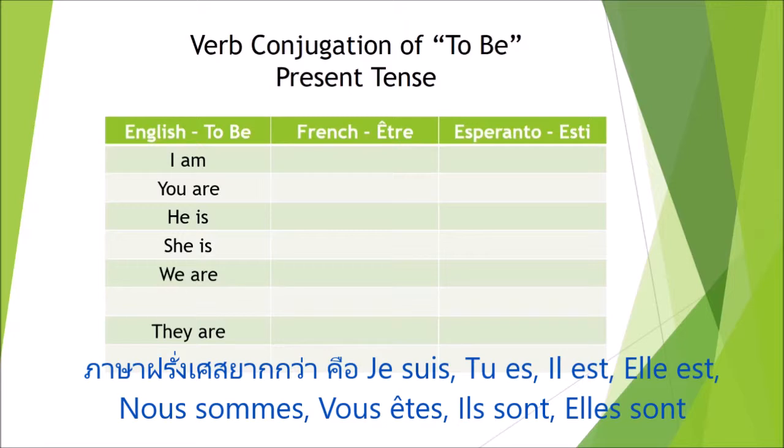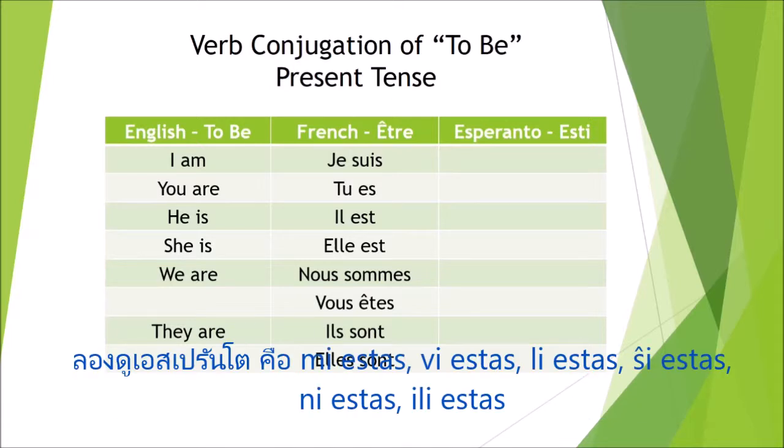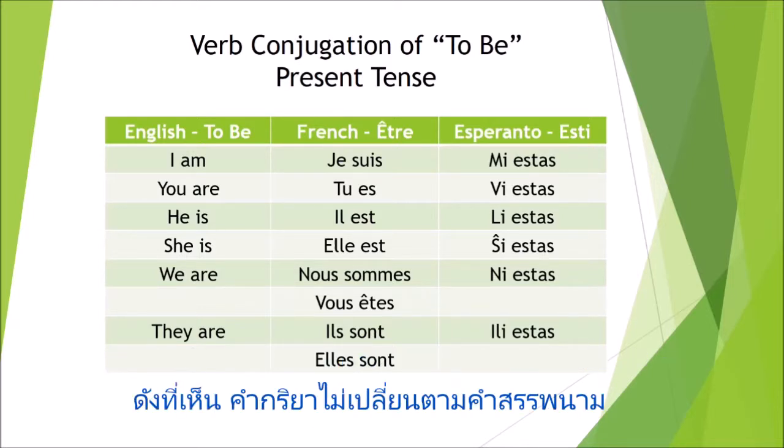Now French gets a little more complicated. We have je suis, tu es, il est, elle est, nous sommes, vous êtes, ils sont, and elles sont. Now here's where it gets interesting. Let's have a look at Esperanto. Mi estas, vi estas, li estas, ŝi estas, ni estas, and ili estas. As you can see, the verb is all the same. It does not change depending on the pronoun.